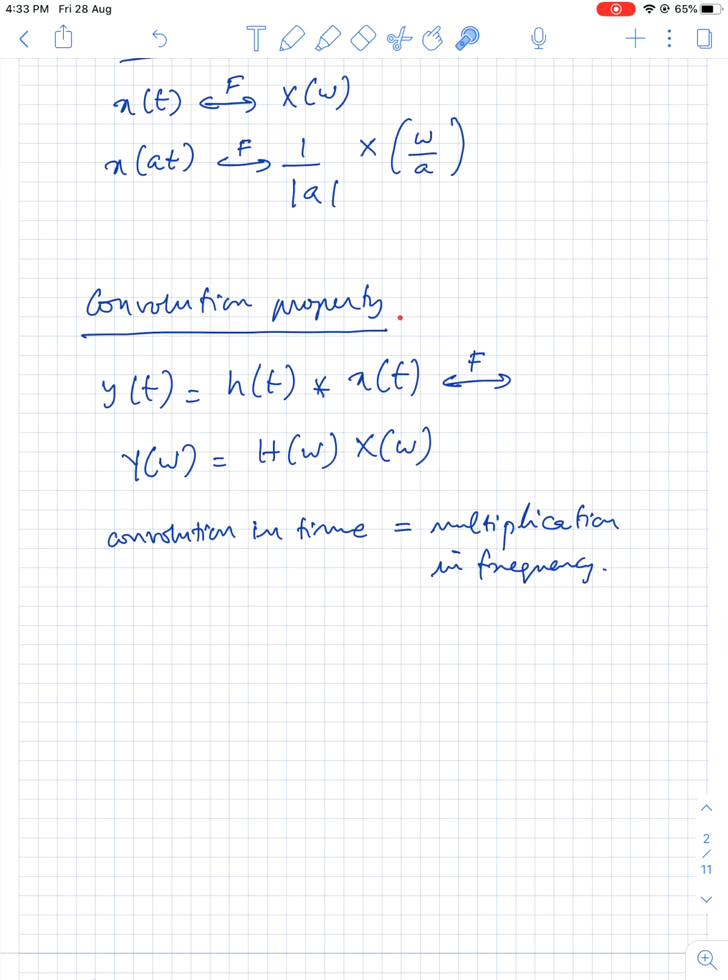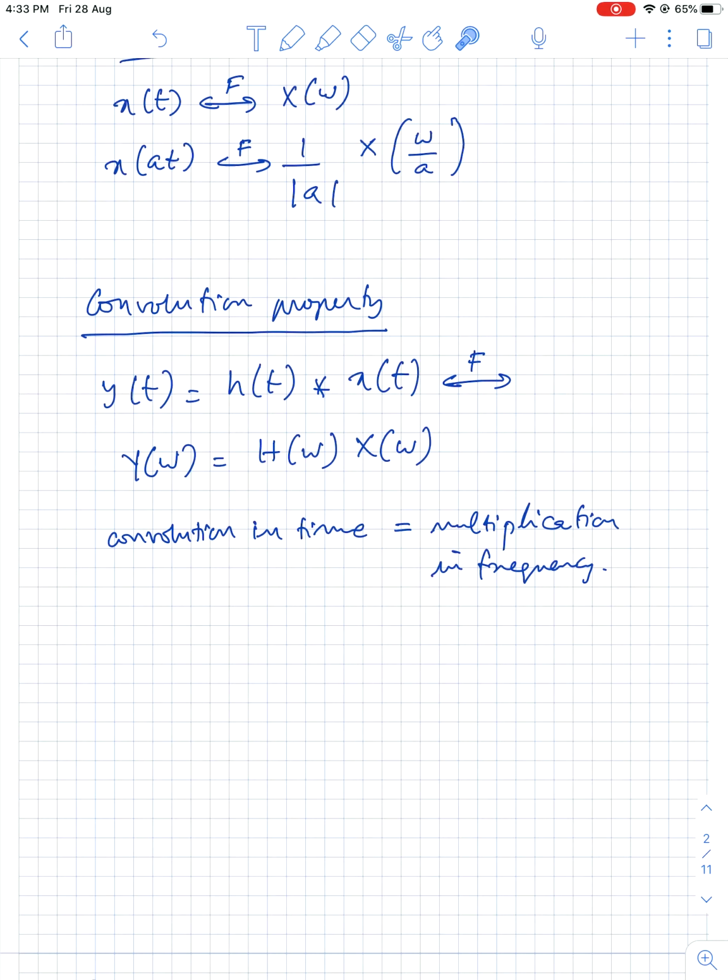Now an important property which we saw again in Fourier series is that of the convolution property. If y of t is the convolution of x of t and h of t, these operations happen in time. Essentially this is convolution which is happening in time. Then how are they related in frequency?